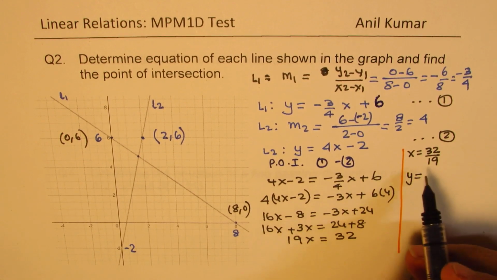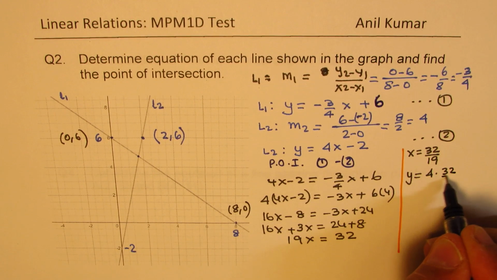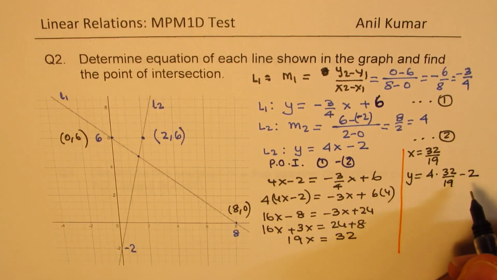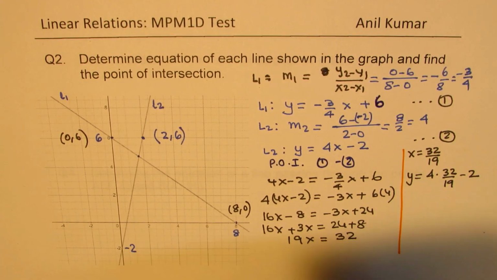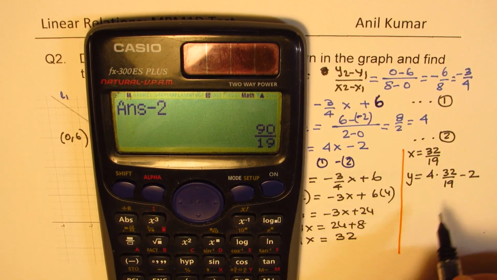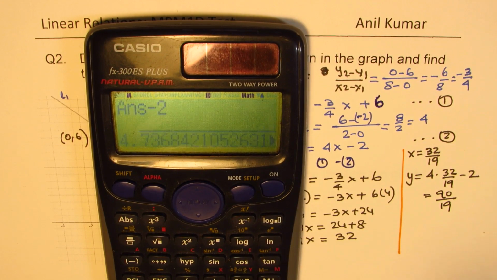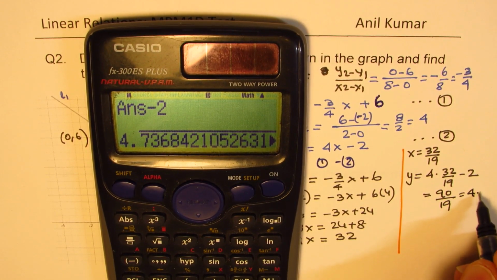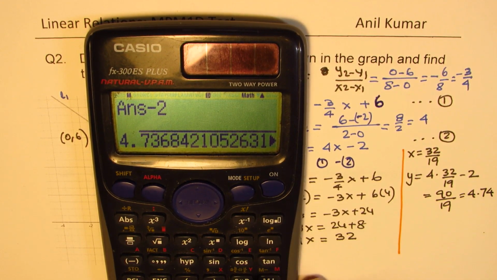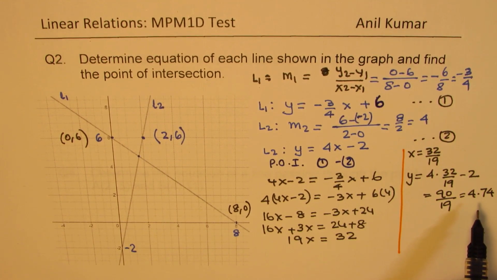And now let's find the y value, which is 4x minus 2. 4 times 32 over 19 minus 2, right? We can use the calculator at this stage. So we have 4 times 32 divided by 19 minus 2, and that is 90 over 19, right? So approximately the decimal value is 4.74, you can say. So that is what we get for the y value.